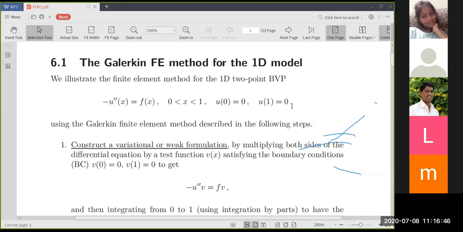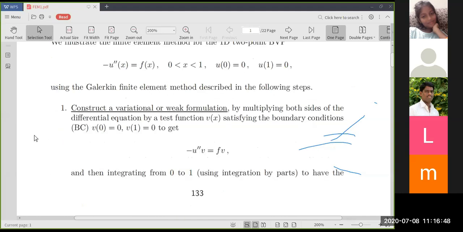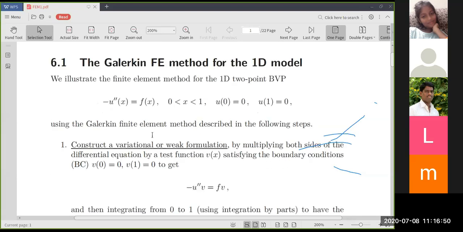U of 1 is 0. Then using the Galerkin finite element method. So what is the Galerkin finite element method? This is a simple ordinary differential equation. I have taken this differential equation so that we can explain the concept easily.